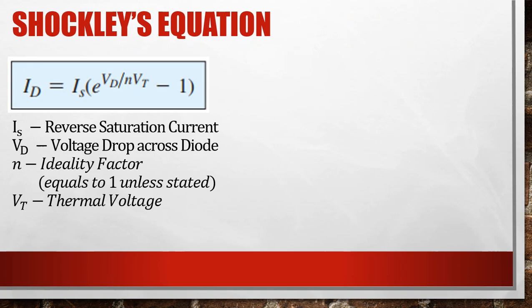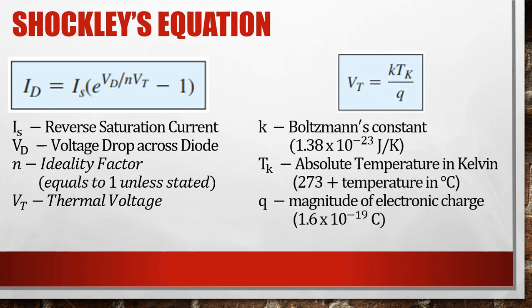How to compute for the thermal voltage? Take note of this formula, where K is the Boltzmann constant, equal to 1.38 times 10 raised to negative 23 joules per Kelvin. And T is the absolute temperature in Kelvin. To compute it given the temperature in degrees Celsius, the formula is 273 plus the temperature in degrees Celsius. And Q is the magnitude of electronic charge, equals to 1.6 times 10 raised to negative 19 coulomb.